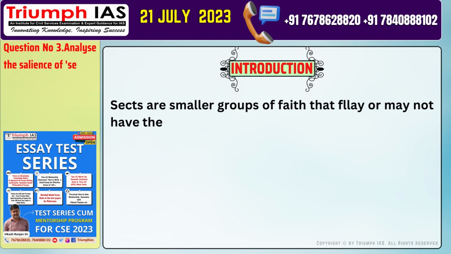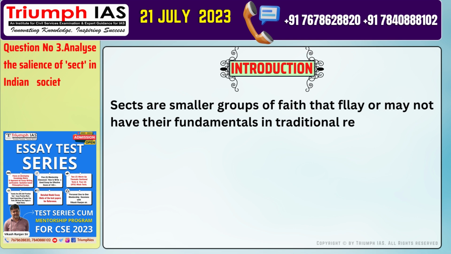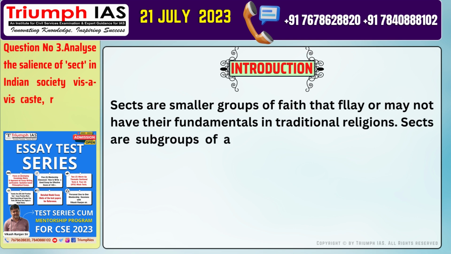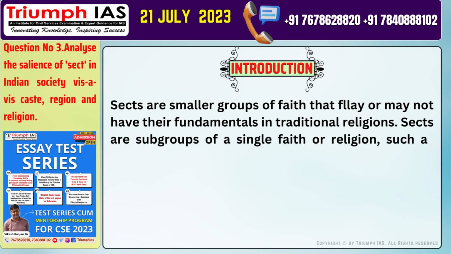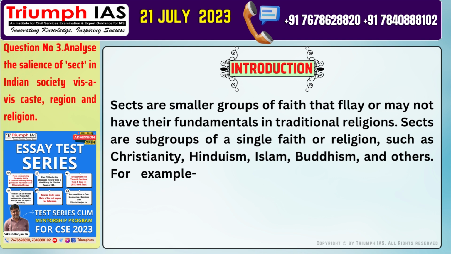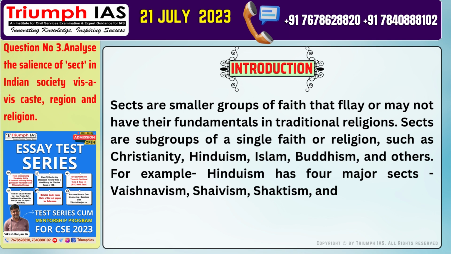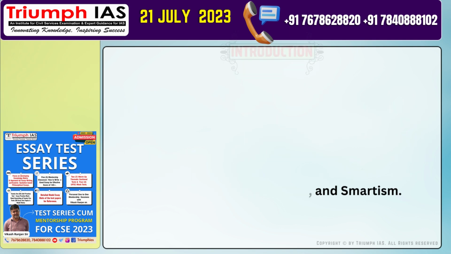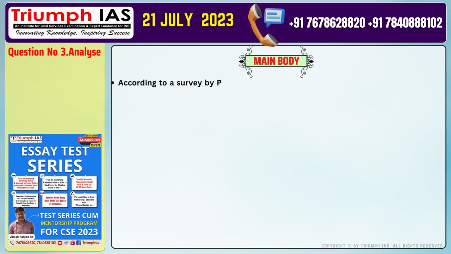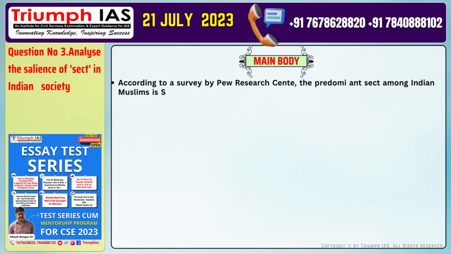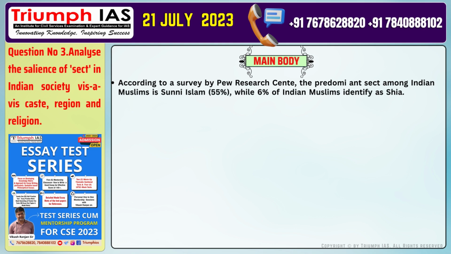Sects are smaller groups of faith that may or may not have their fundamentals in traditional religions. Sects are subgroups of a single faith or religion, such as Christianity, Hinduism, Islam, Buddhism, and others. For example, Hinduism has 4 major sects: Vaishnavism, Shaivism, Shaktism, and Smartism. The main body of the answer should be: according to a survey by Pew Research Center, the predominant sect among Indian Muslims is Sunni Islam, 55%, while 6% of Indian Muslims identify as Shia.